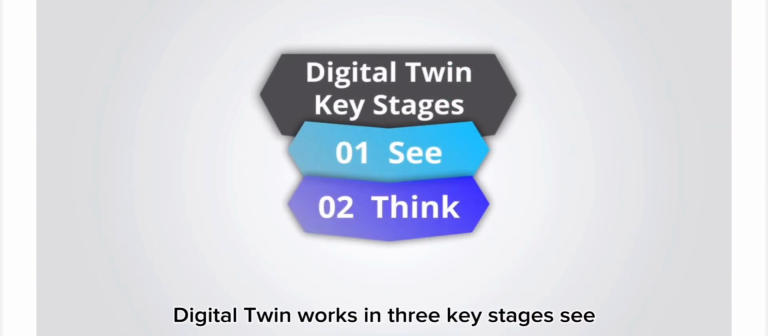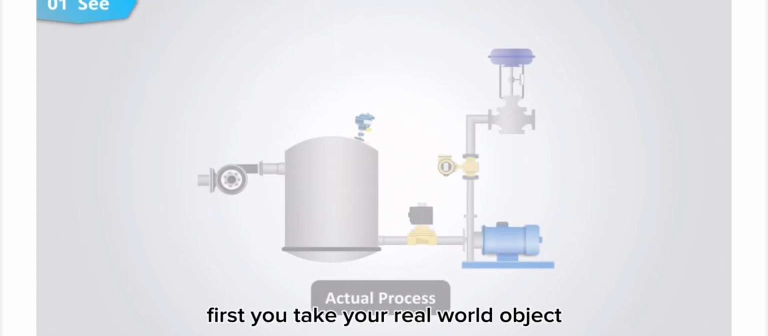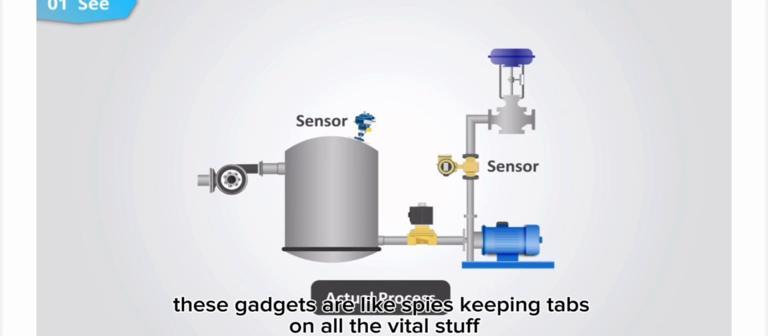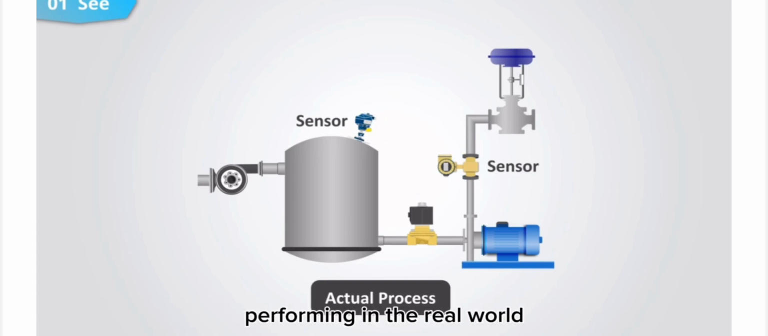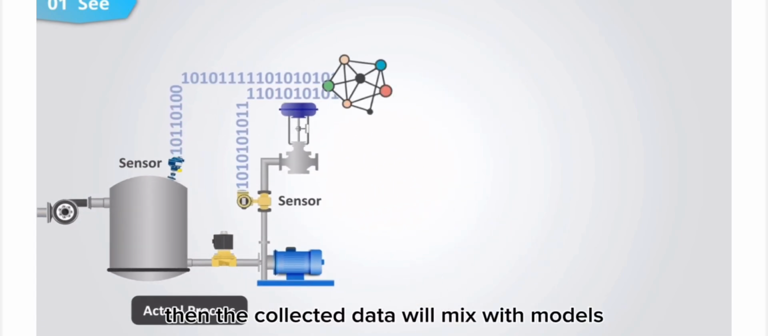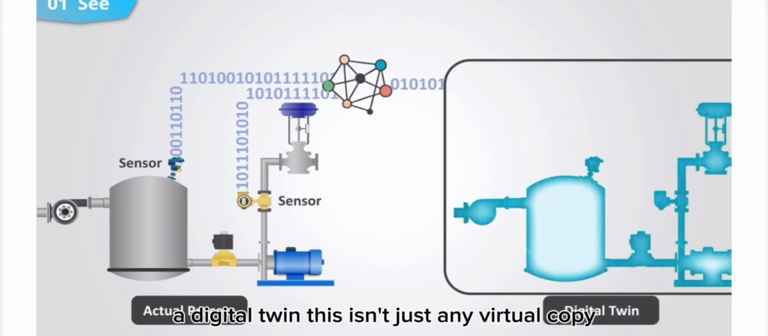A digital twin works in three key stages: see, think, and do, which you will understand one by one. First, you take your real-world object or process and load it up with sensors and IoT devices. These gadgets are like spies keeping tabs on all the vital stuff. They're constantly grabbing data about how the object's performing in the real world. Then, the collected data will mix with models, usually based on physics, to build something special: a digital twin.